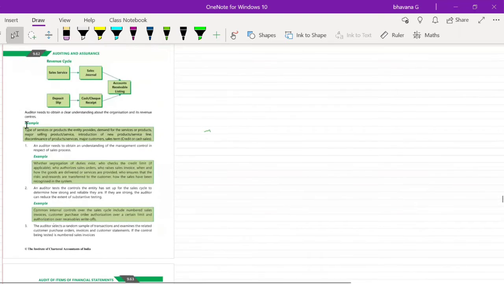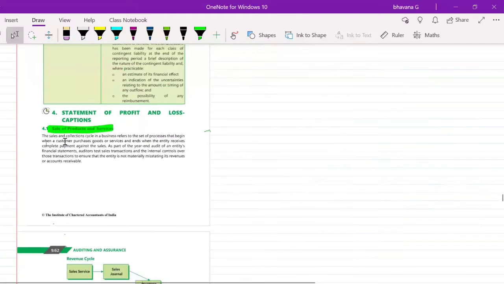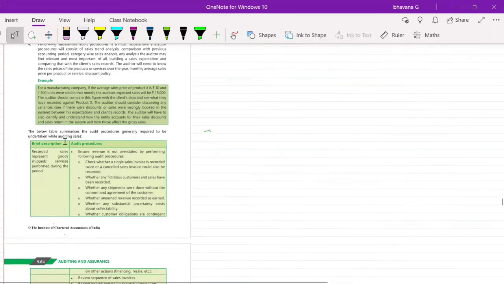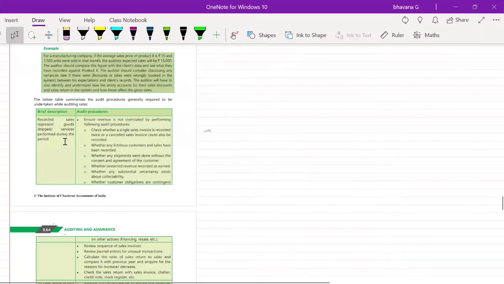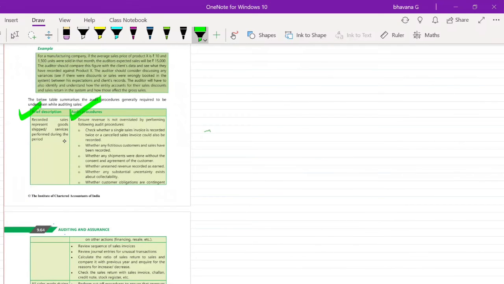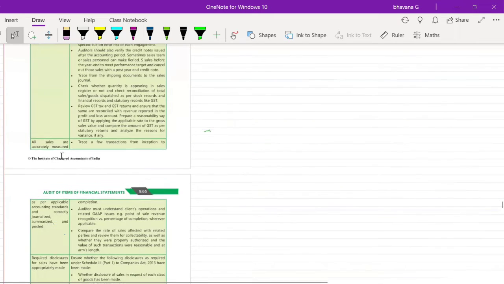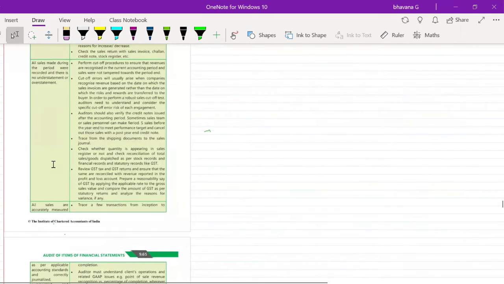See, this assertion is regarding the sale of products and services. With regard to the sale of products and services, what they have told you is the things you will be able to understand when you study the financial statements. See, in the brief description and audit procedures, this is what is given. If you read this, you will be able to understand. Okay, see, I'll just give you an overview.